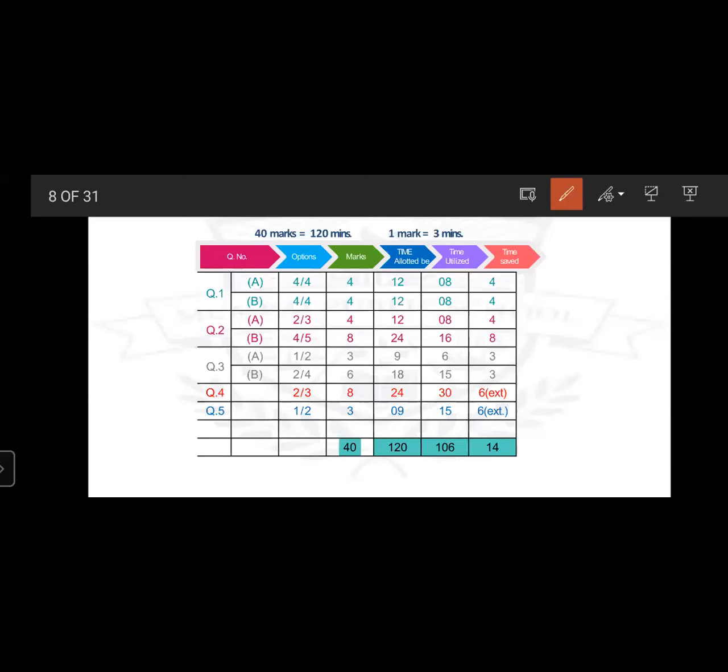Okay, now this extra time, this saved time, we can use in question number 4 or question number 5. In question number 4, there are 3 questions. You have to attempt any 2, and each question carries 4 marks. That means the total is 8 marks. And here we require much more time. So we utilize our saved time and then we take extra time. Here 24 minutes are allotted, but we take 6 minutes extra, and we utilize 30 minutes here.